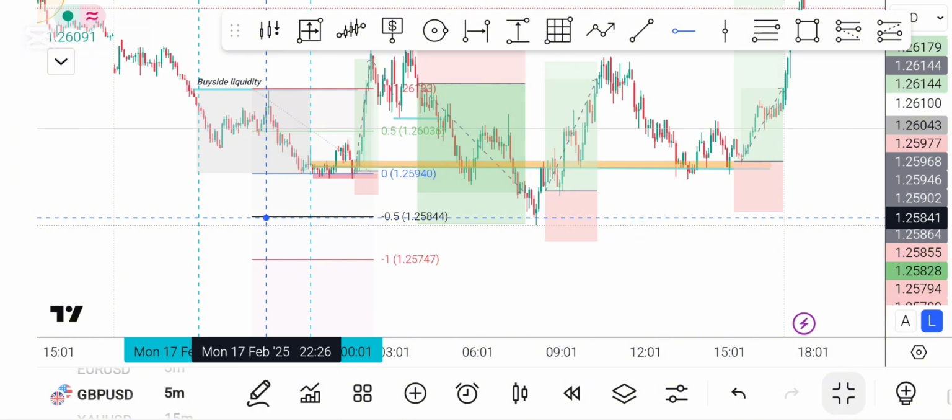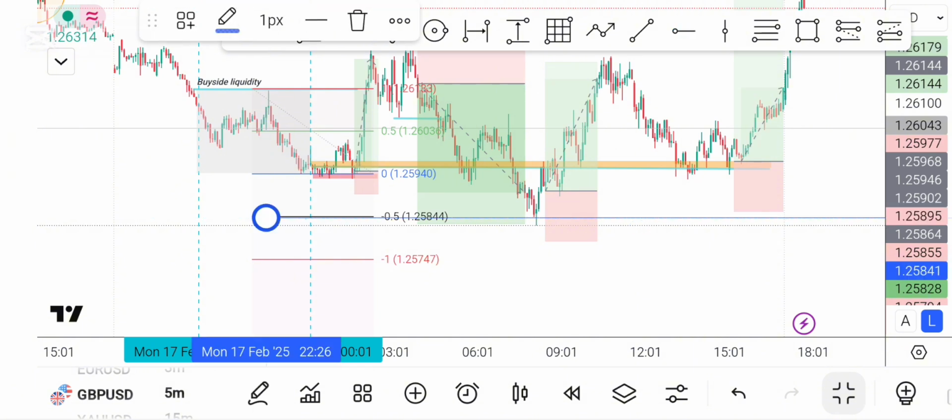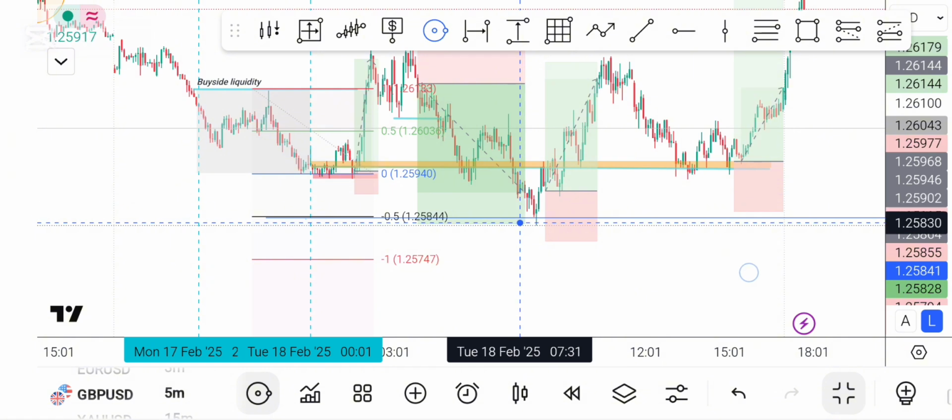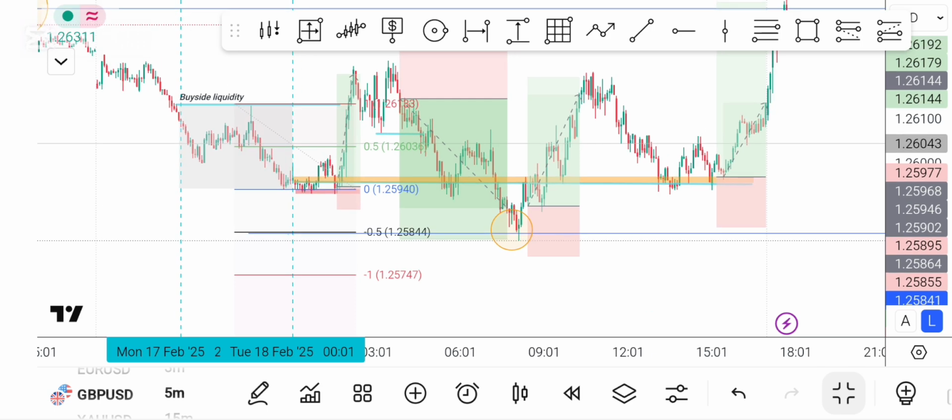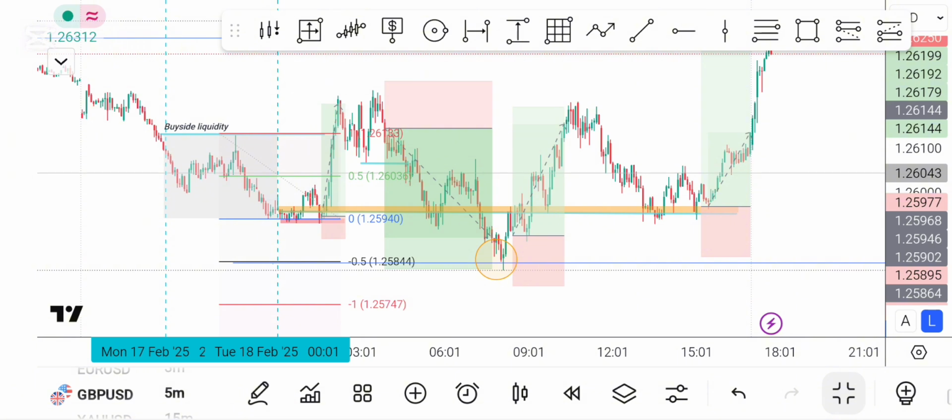You see it here. So you see this is negative a standard deviation, negative 0.5 a standard deviation, half of one standard deviation, which is 1.25844. See how the market hit that level beautifully here and then took off. So sometimes you can also take one standard deviation and divide it into two. That could also be a possible profit target, right? Now you see how we hit that level beautifully and then the market took off from there.